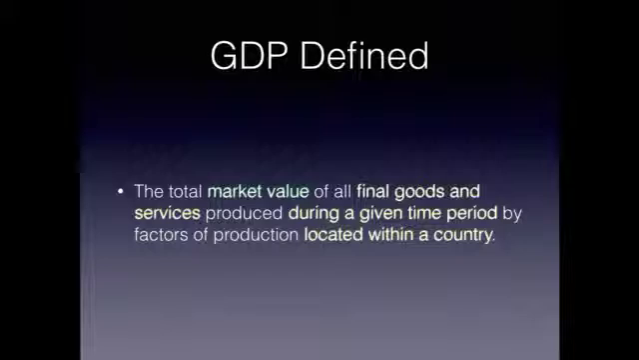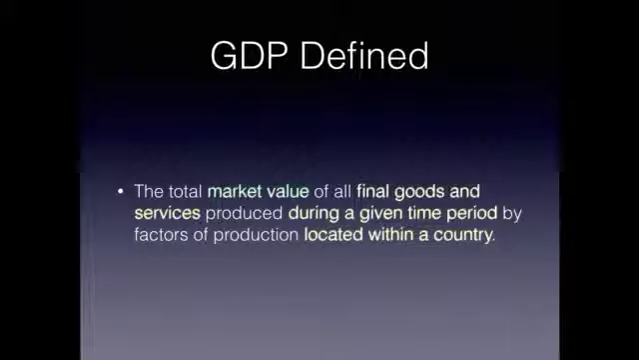And also, it's factors of production located within a country. So it's gross domestic product, it doesn't matter who owns the factors of production. It's just that it's located within the United States. For example, if there's a Toyota plant in the United States and it's a foreign-owned company, its production counts towards GDP because it's located within the United States.